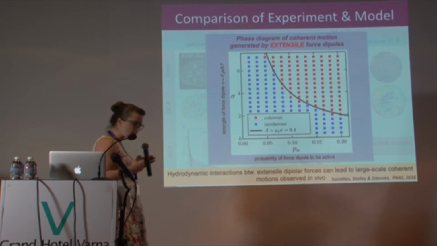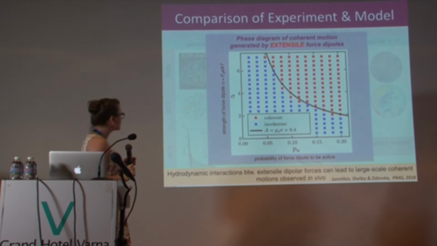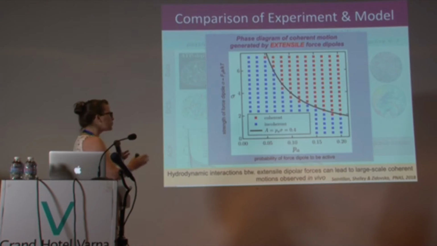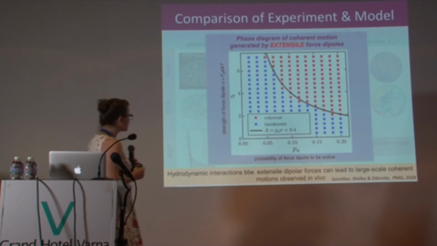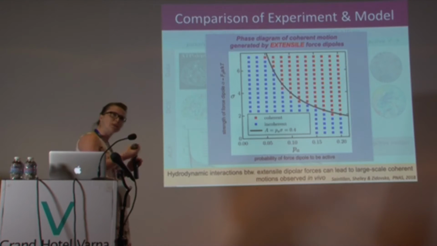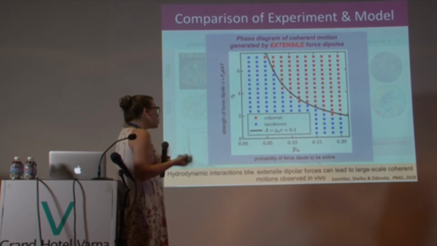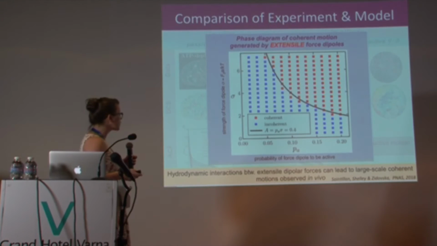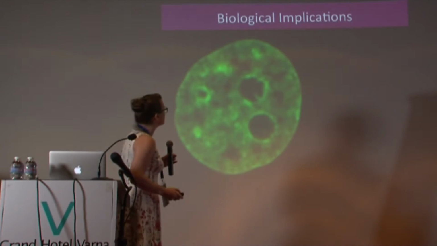So what this shows us is that this is, of course, only a toy model of chromatin, purely to explore what hydrodynamic interaction could do, and it shows that the hydrodynamic interaction alone could indeed lead to large-scale coherent motions that we've observed before.